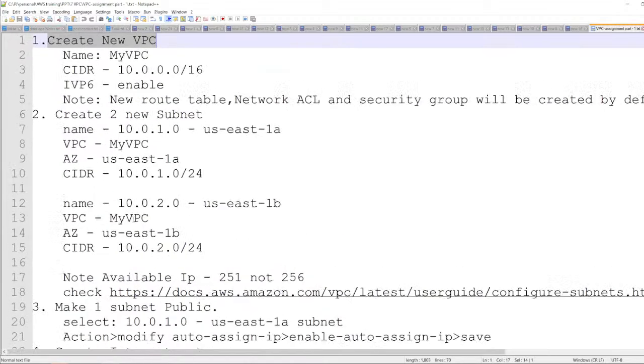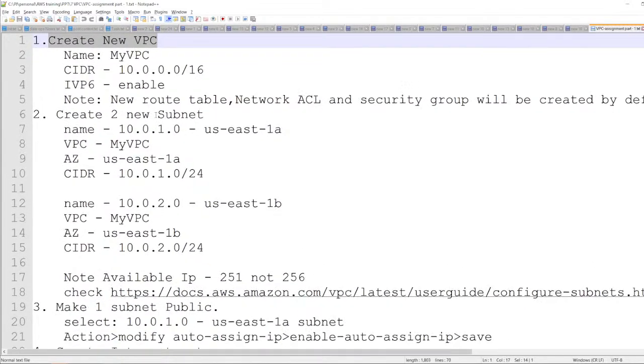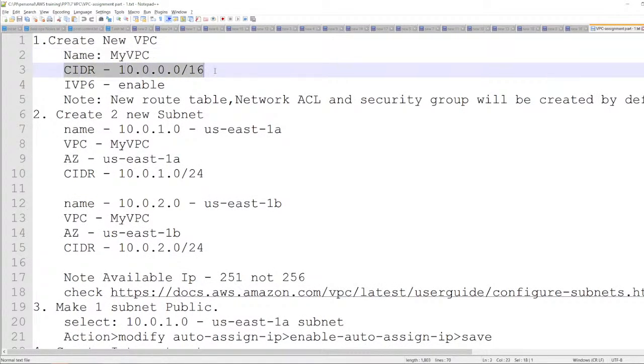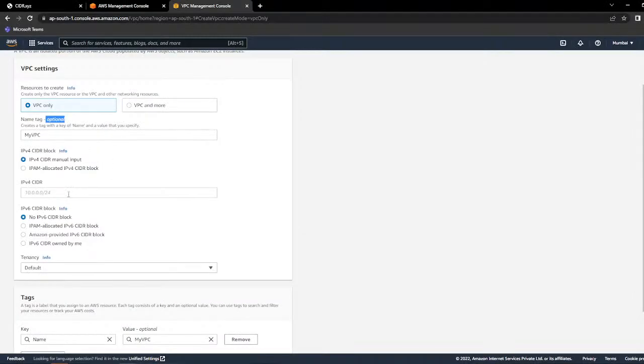I will make it more clear. Okay, create VPC, give a name and give a CIDR range. Now it's up to you what IP range you want to give. Now the question comes, sir, how can we select the IP range?